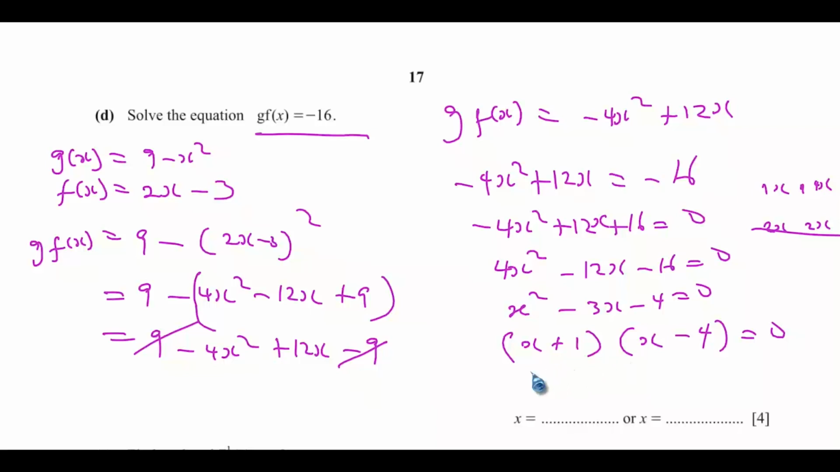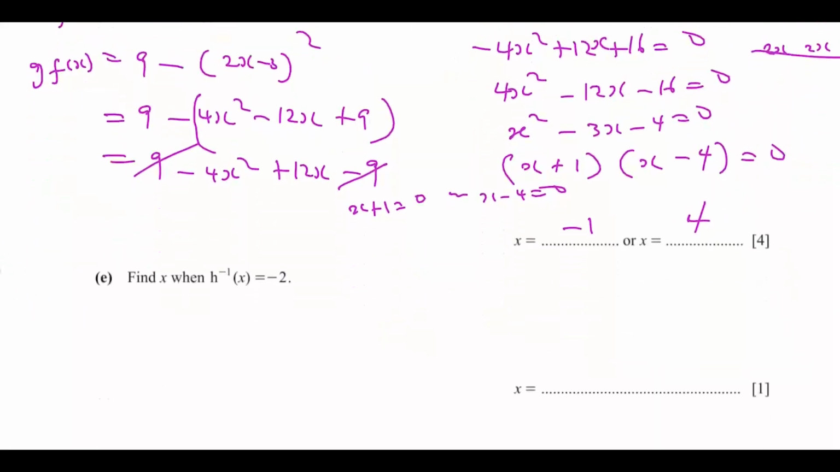So if you solve this, you see that x plus 1 equals 0, or x minus 4 equals 0. So that will leave you with x equals negative 1, or x equals positive 4. So that will be the solution.